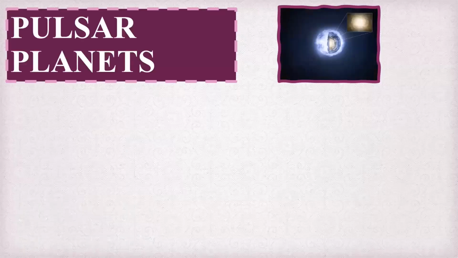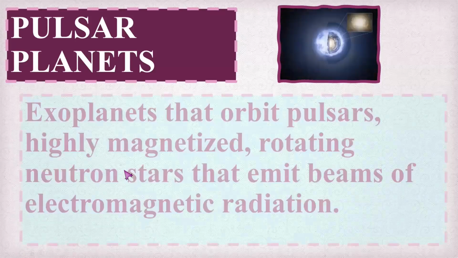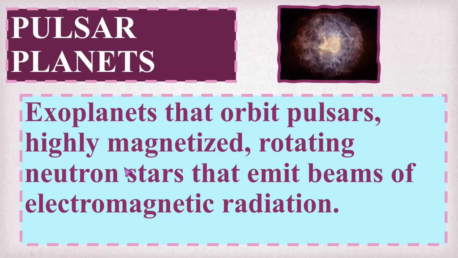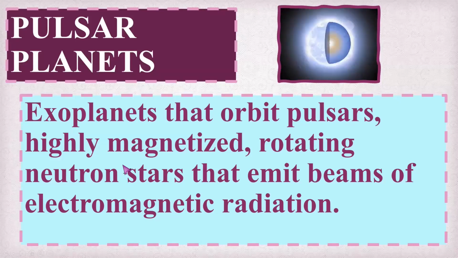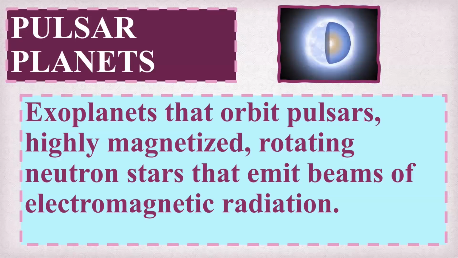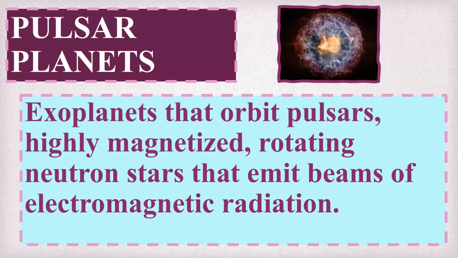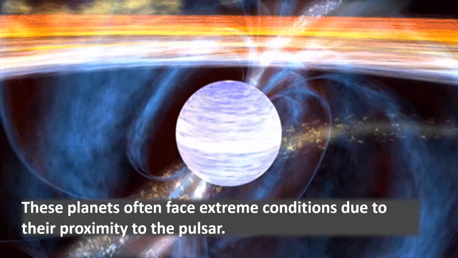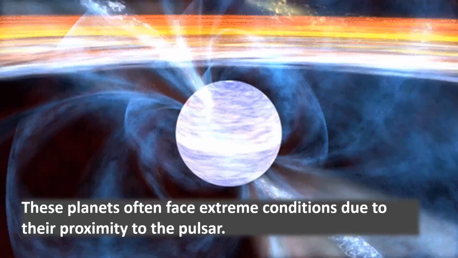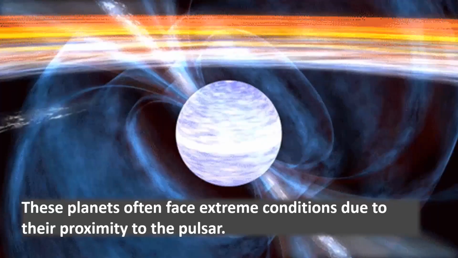Another kind is the pulsar planets. These are exoplanets that orbit pulsars, meaning highly magnetized, rotating neutron stars that emit beams of electromagnetic radiation. And these planets often face extreme conditions due to their proximity to the pulsar.